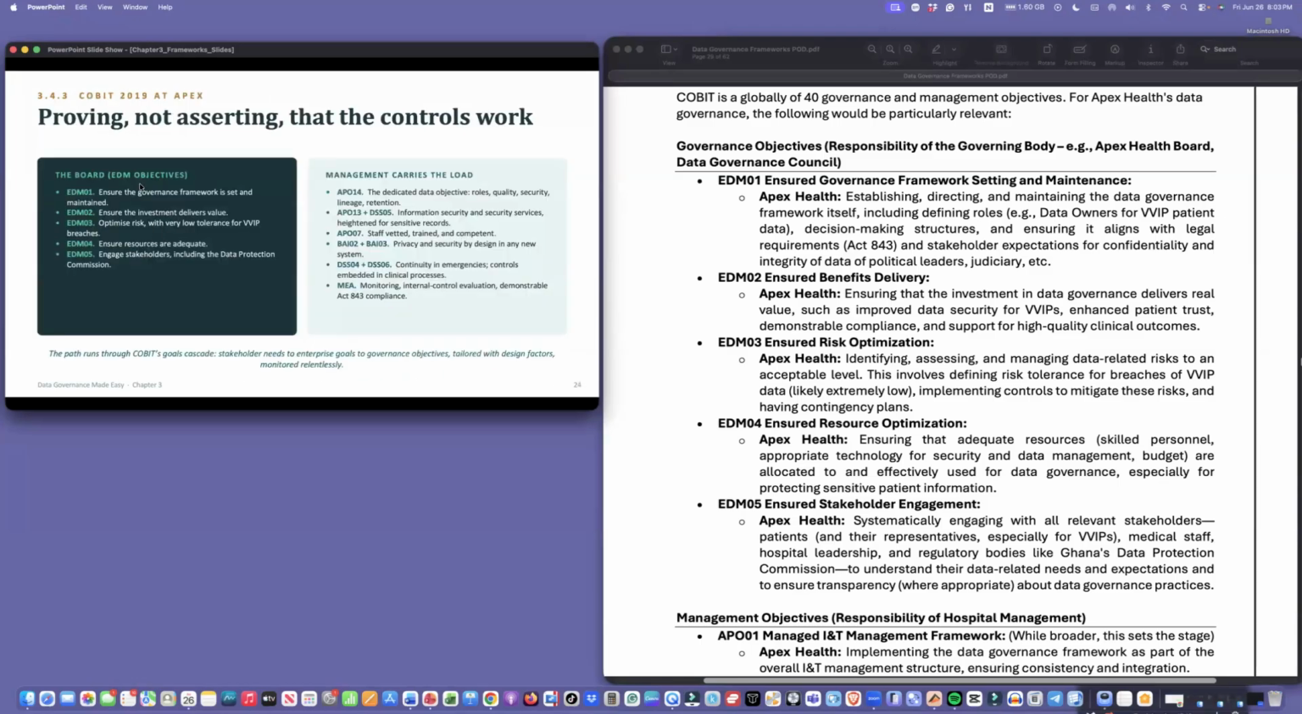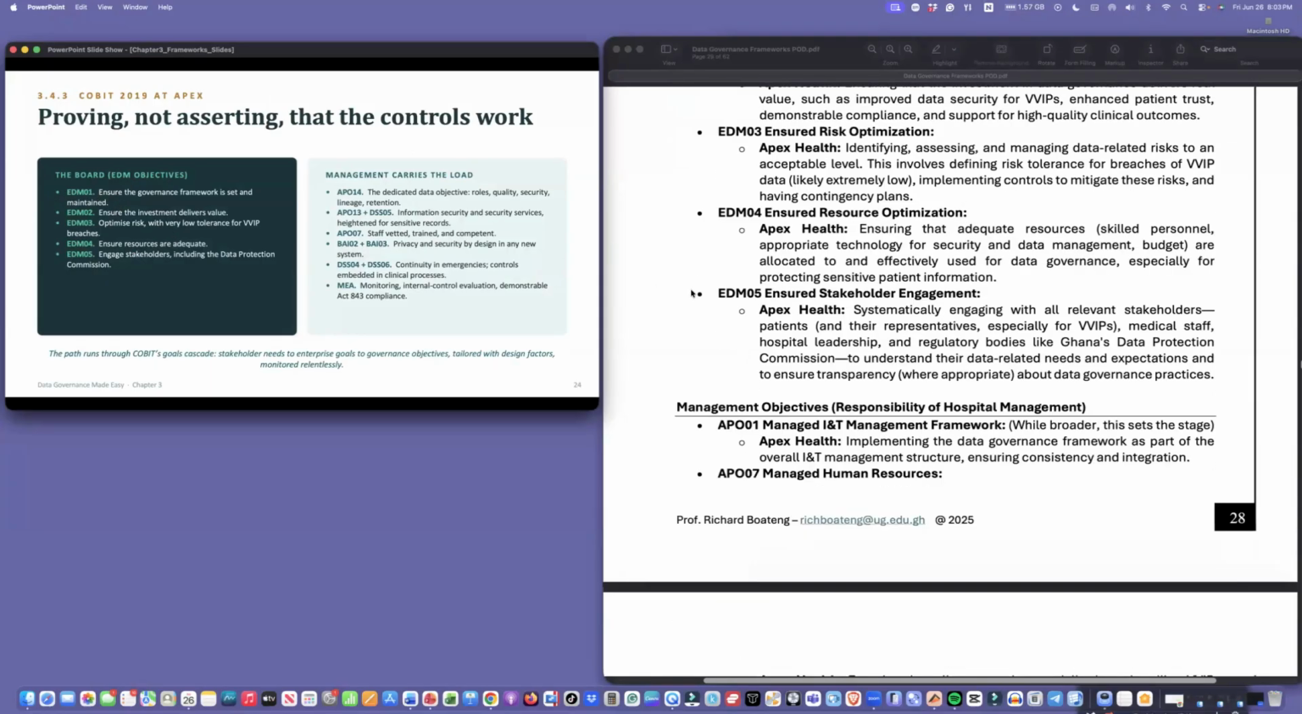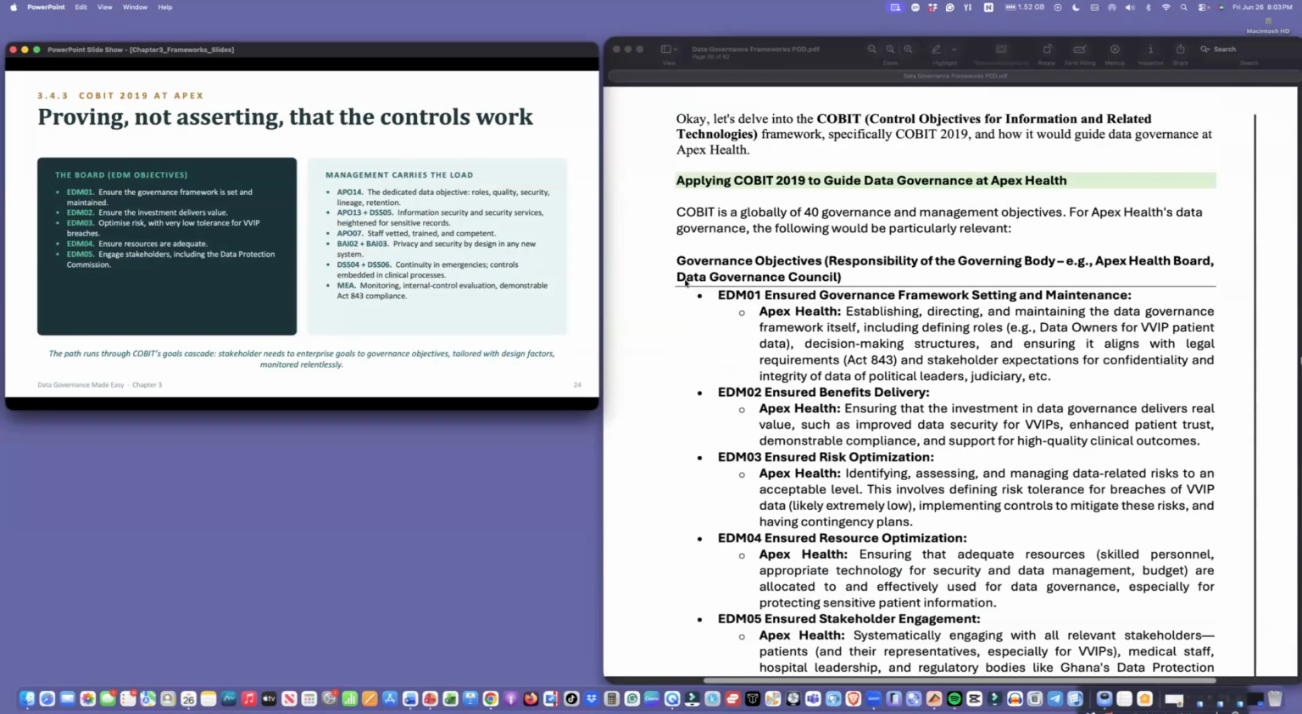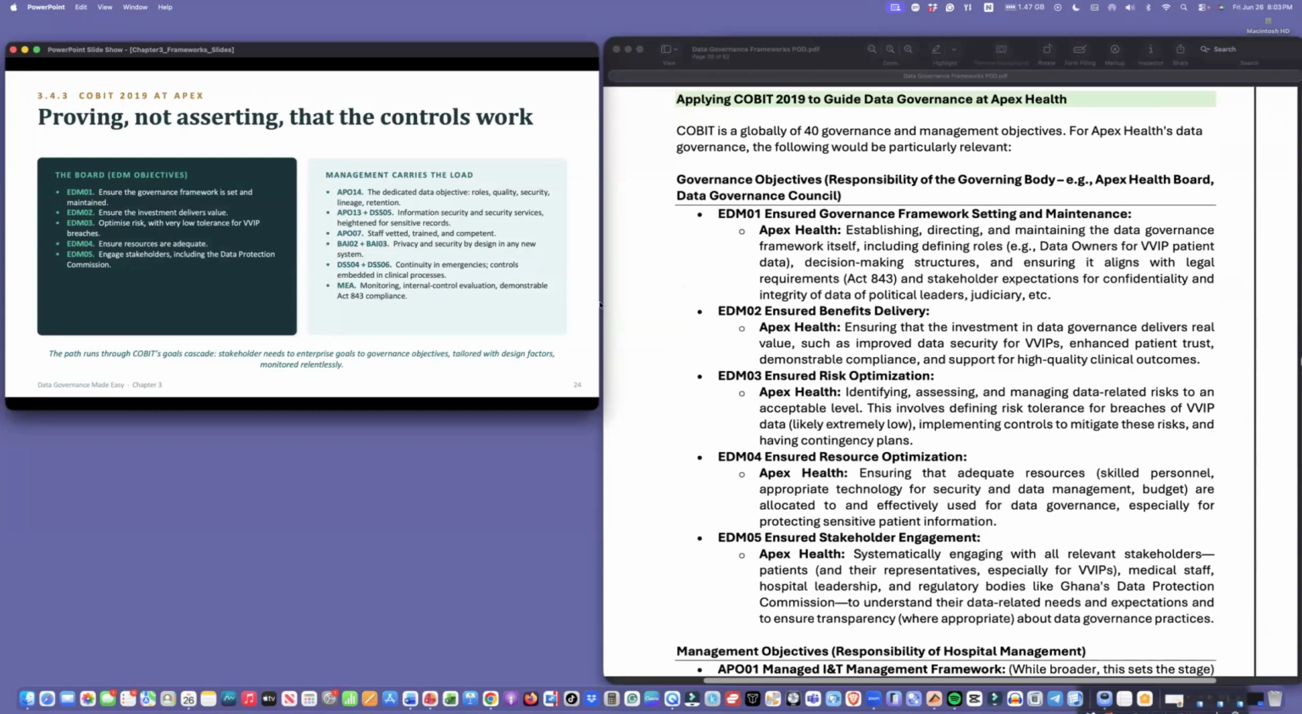So COBIT has EDM, executive level objectives, which the board will look at. It has management level objectives. Then it has others at the operational level. I don't think I covered all the 40 in the handbook I've given to you, but I cover quite a number of them.